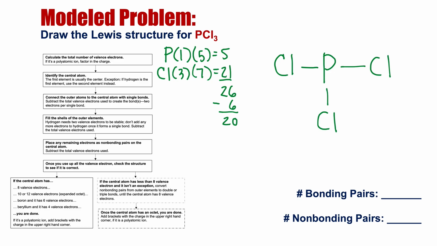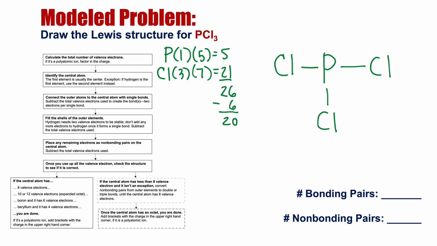My next step is I need to fill the shells of the outer elements. I have 3 chlorines. Each of those chlorines needs to have its outer shell completely filled. It needs 8 electrons on it. Each of those chlorines already has 2 electrons because of that single covalent bond. So I need to add 3 non-bonding pairs to each one.